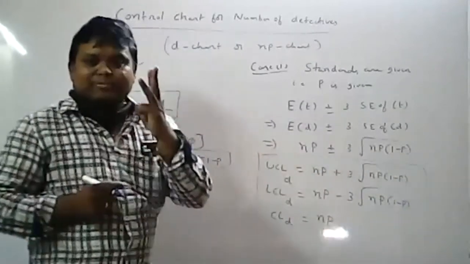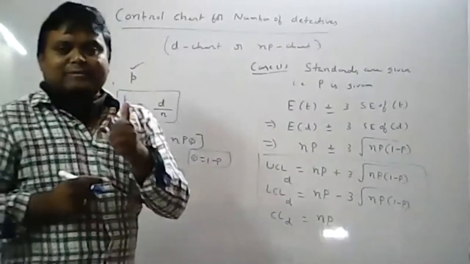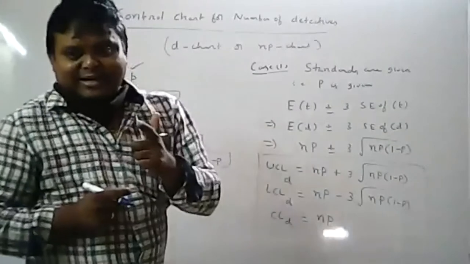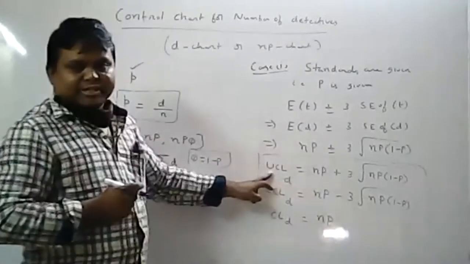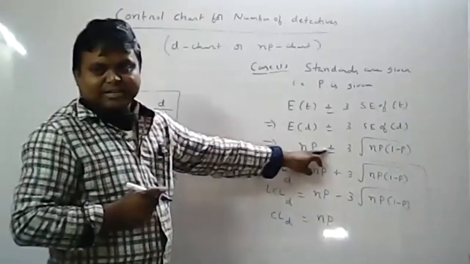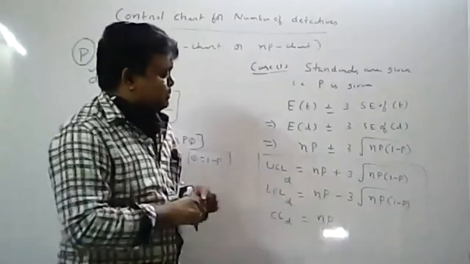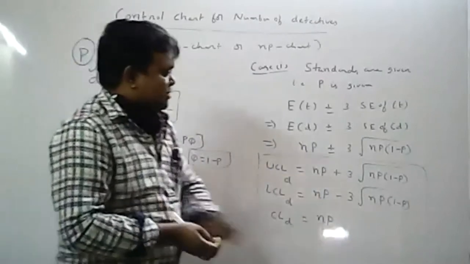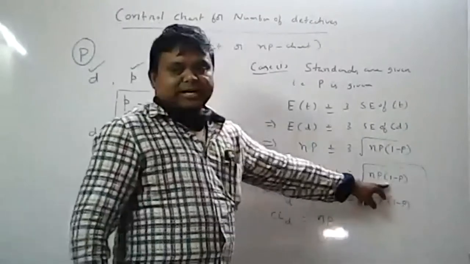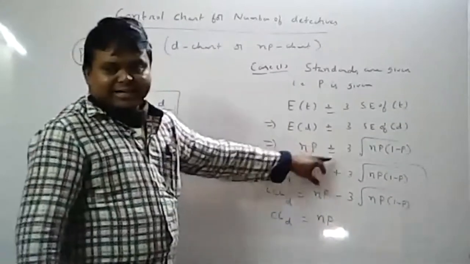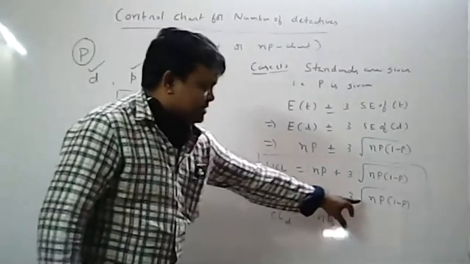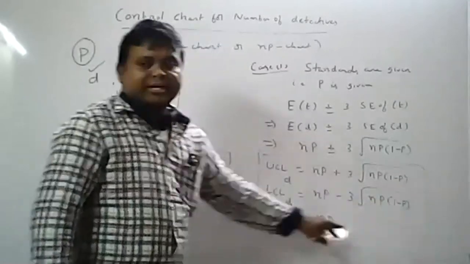So how many control limits will be there? 3 are there. Upper control limit will take plus sign, lower control limit will take minus sign, and CL will take the first part value. So first I will calculate UCL. UCL D equal to, you will get plus sign. So that means N capital P plus 3 into root over N capital P into 1 minus P. And then LCL D equal to, minus sign it will take. So that means N capital P minus 3 into root over N capital P into 1 minus P.